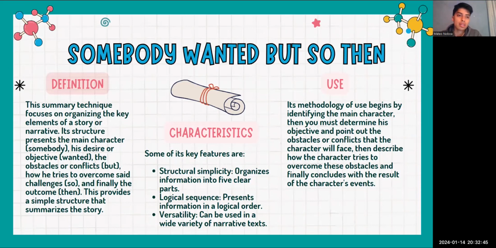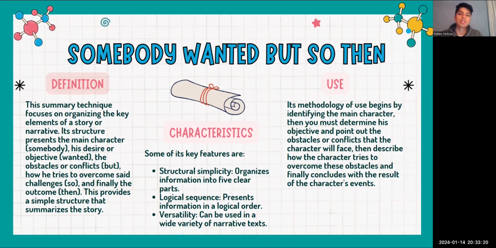The definition of this technique is that the summary technique focuses on organizing the key elements of a story or narrative. And a couple of characteristics about this strategy are structural simplicity and logical sequence. That's a pretty important characteristic, because presenting information in a logical order is so important for achieving this characteristic. And the last one is versatility.